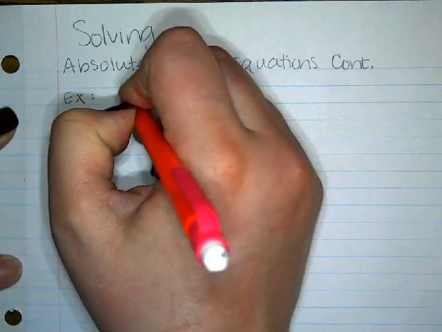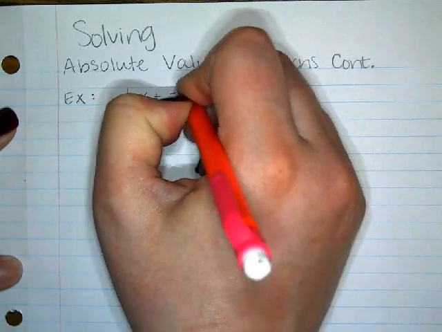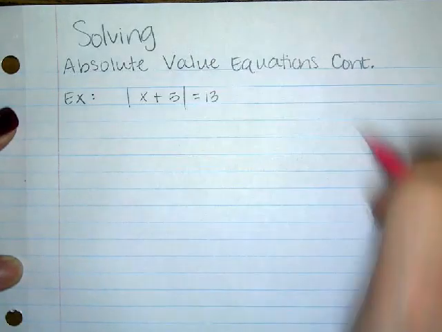So here's the first one we're going to do just to make sure that we still remember what we did on Friday. Absolute value of x plus 5 equals 13.